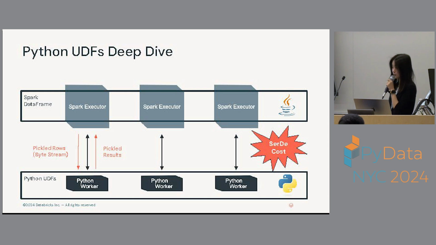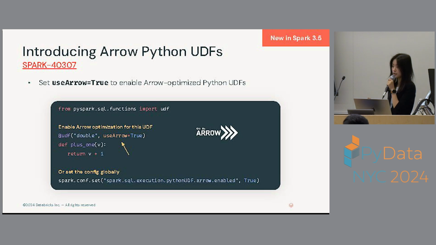Okay, so based on the definition of Apache Arrow that we just saw earlier, it seems that we can just use Arrow to reduce the overhead here. And that's exactly correct. So now, introducing a new type of UDF in Spark. It's called Arrow-optimized Python UDFs. This is a new feature introduced in Spark 3.5, and it's very similar to the pickled Python UDF. You just need to set the useArrow parameter to true to turn a regular Python UDF into an Arrow-optimized UDF.